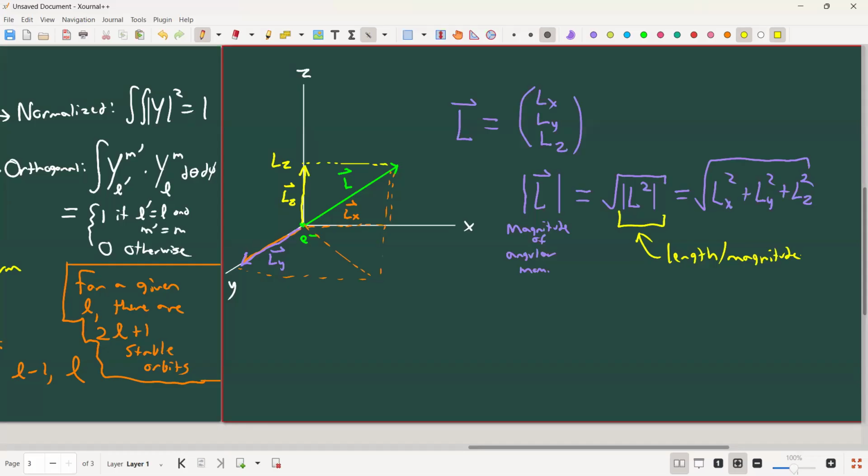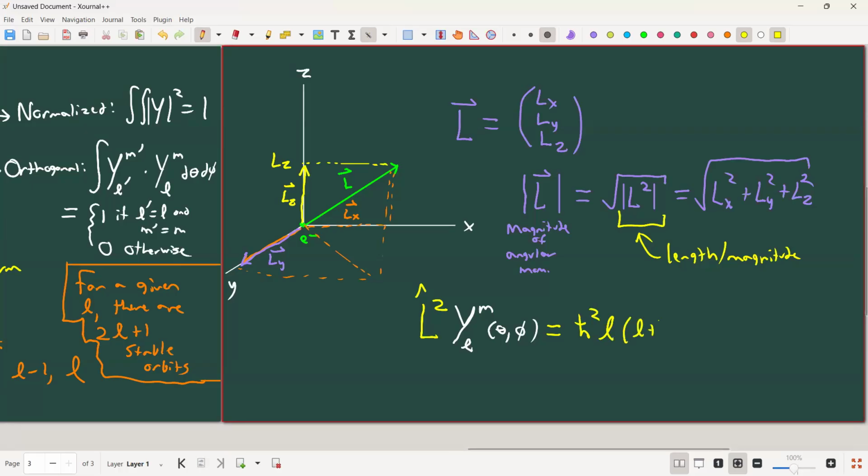With a little bit of math, we can show that L squared acting on our angular, or spherical, harmonics gives us a beautiful little formula, which is h bar squared L times L plus 1, times our wave functions, our angular momentum wave functions.